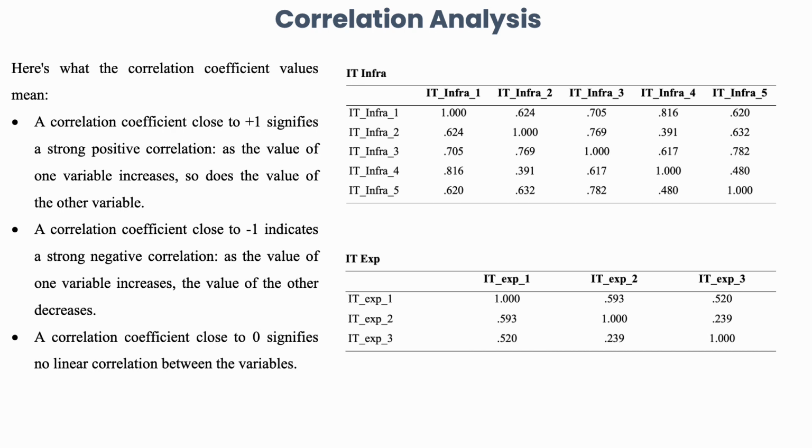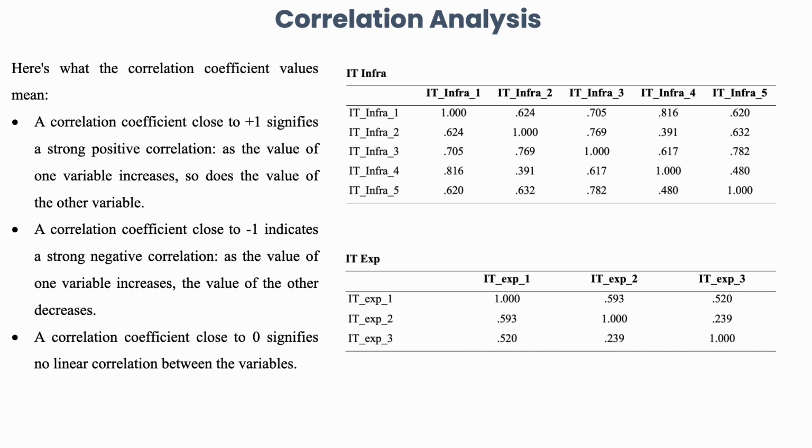Now, if we look at the assignment analysis, two of the tables that are highlighted in this slide are IT infra and also IT experience. Let's look first at IT infra. From the analysis, it is found that each item correlates significantly with one another. So IT infra 1 has a moderate positive correlation with IT infra 2, which is 0.624, IT infra 3, 0.705, IT infra 4, 0.816, and IT infra 5, 0.620. This suggests that IT infra 1 is moderately associated with the other variables in a positive direction.